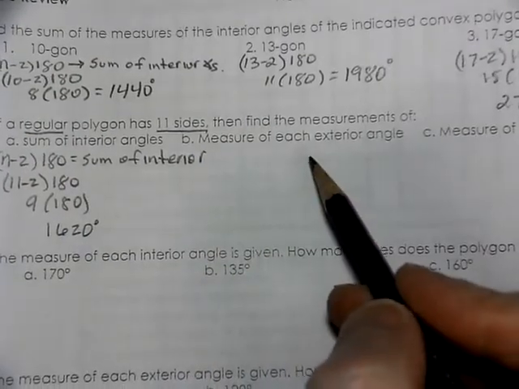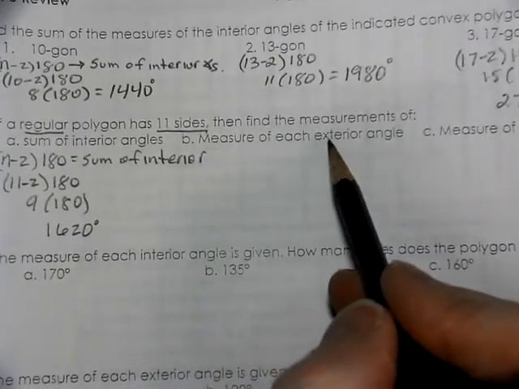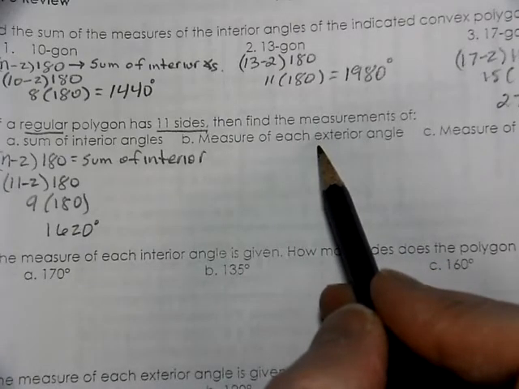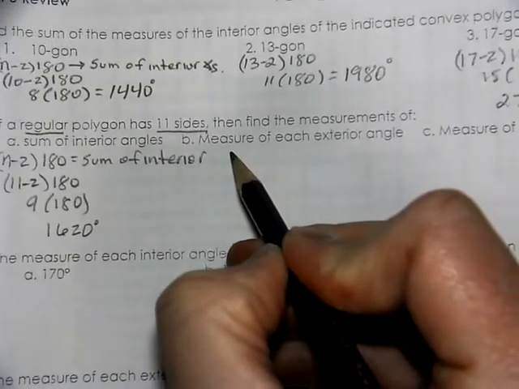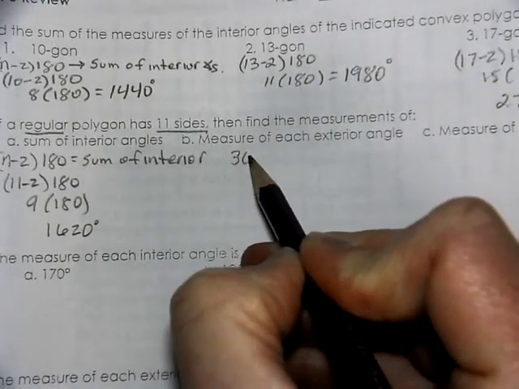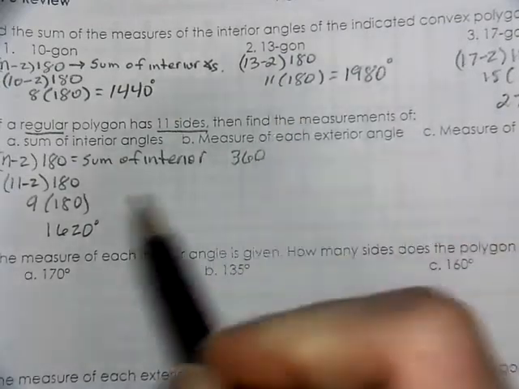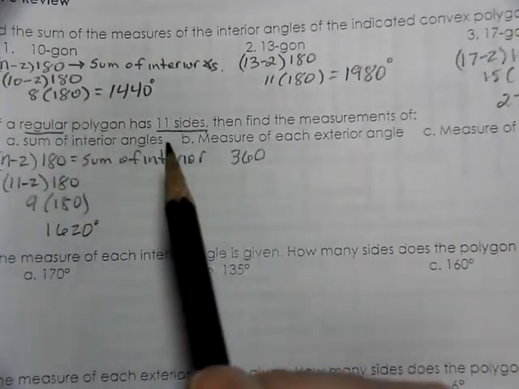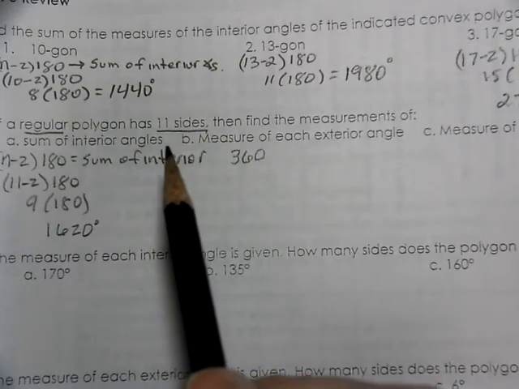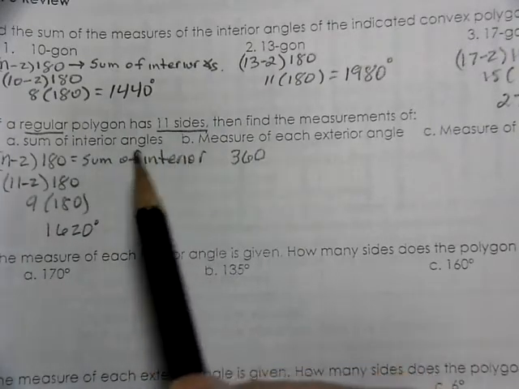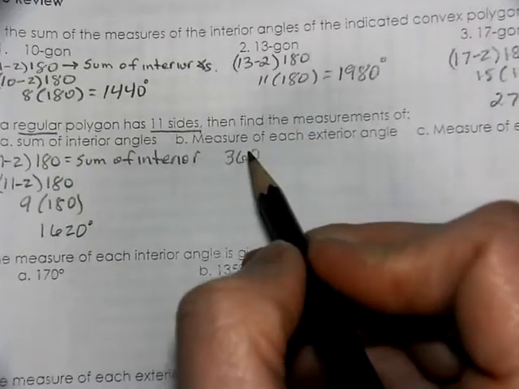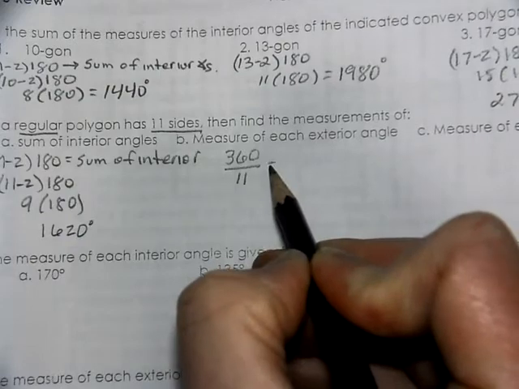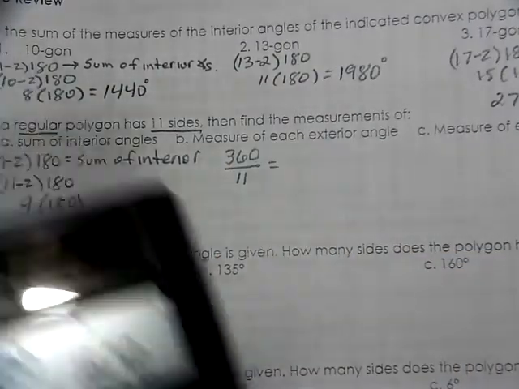Now we want to know the measurement of each exterior angle. Well, each exterior angle, if you take the 360, now remember, this is a regular polygon. That means that all the angles inside are exactly the same measurement, which would mean all the angles on the outside are the exact same measurement. And we're going to divide that by the 11 angles. If it has 11 sides, it has 11 angles.